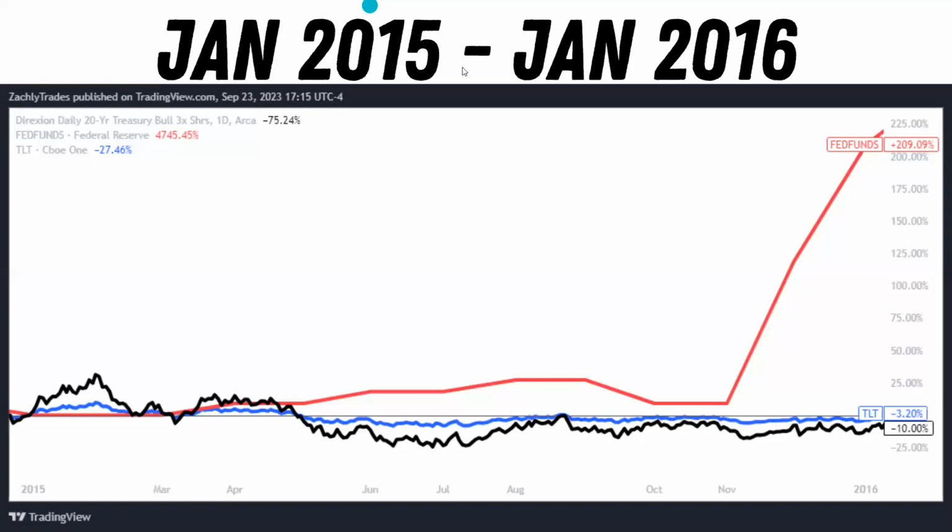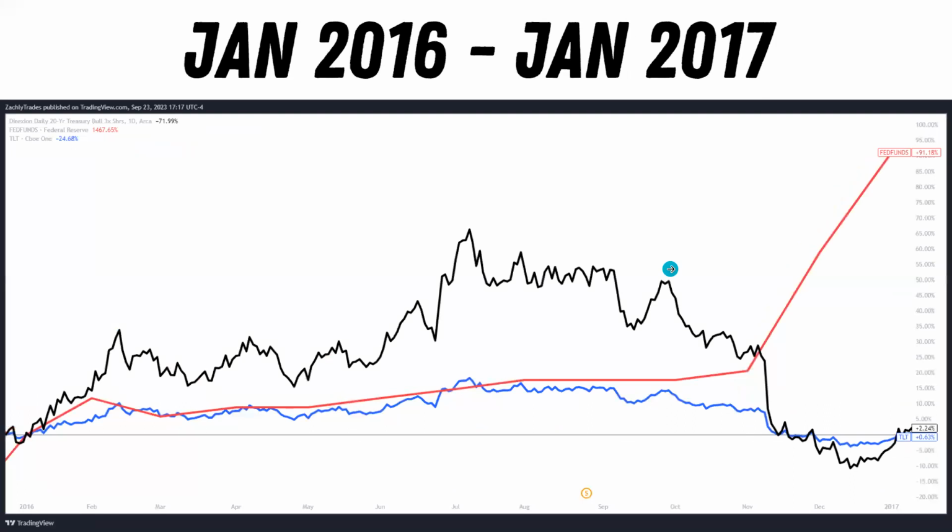Now we have January 2015 to January 2016, and this is where it's not a good environment to be holding TMF. Okay, so an X right here, right? Now the Fed funds rate starts going up here. TLT is down 3%, TMF is down about 10%. So, much closer tracking of that 3x leverage. But as I mentioned, this is an environment where you didn't want to be holding TMF because you're going to see much greater loss than you would have if you were holding something like TLT.